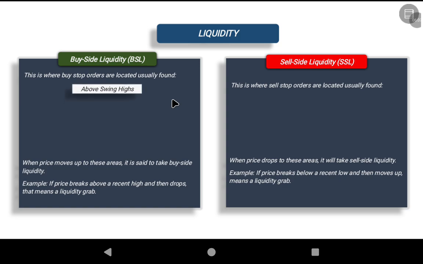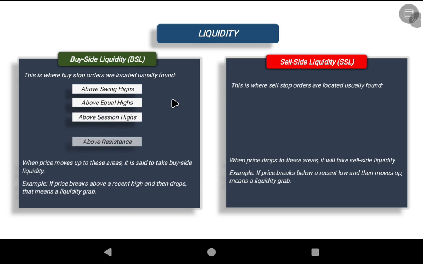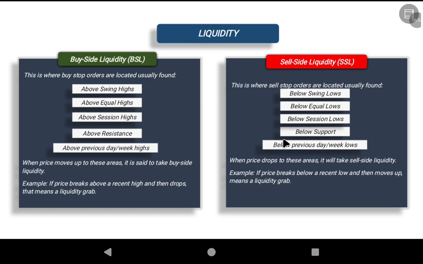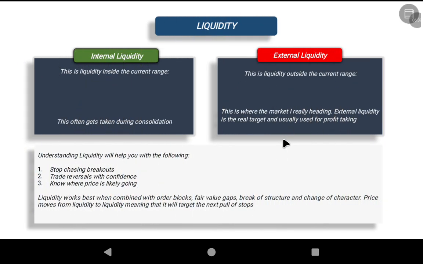So now stop losses are located above equal highs, swing highs, session highs, previous day's highs, and previous day's lows, above resistances, right? So that's buy side liquidity. And then the sell side liquidity is stop losses that are located below swing lows, below equal lows, below session lows, below support, and below previous days' lows, weeks, and all of that. So you have to wait, right? You have to wait for this to happen before you actually click the button.